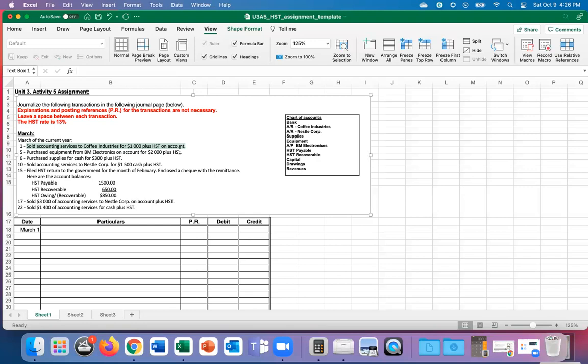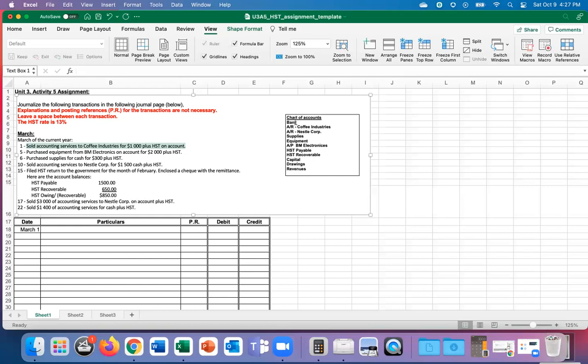They said, we'll get back to you and we'll pay you in 15 days, 30 days, whatever the agreed upon time frame is. So our first account that's going to be affected by this transaction will be our accounts receivable for Coffee Industries. And if you're at a loss for what the possible different accounts are, you can look at this chart of accounts, which is off to the right by the transactions. These are all the different accounts possible that are going to be affected.